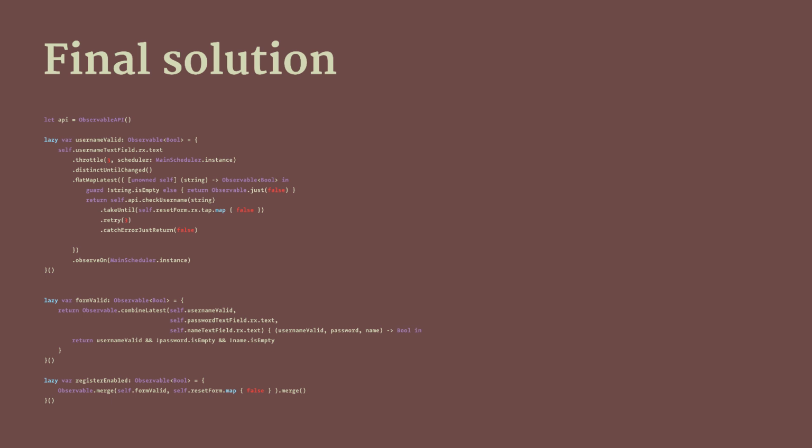So what we're going to do here is check if the string is empty. If it is empty, we're just going to return observable false. And this is a way of just sending an observable right away with one value. And so that's going to return false, and the flat map is going to unwrap that observable and send false along as its own.